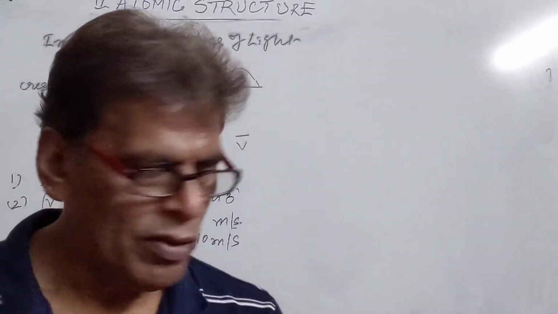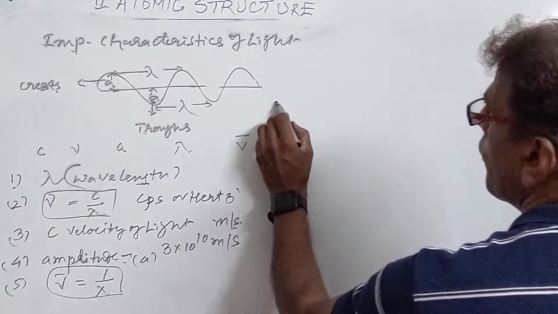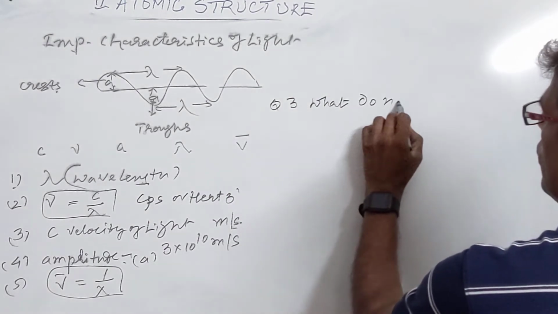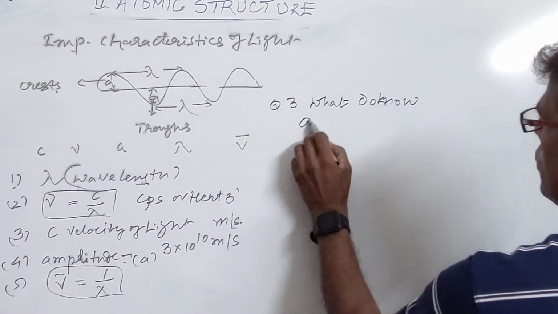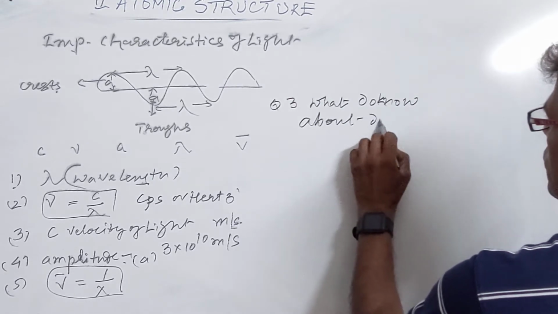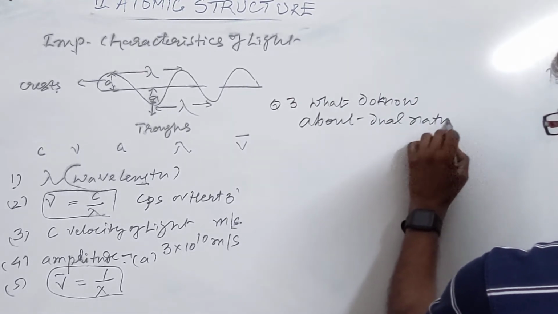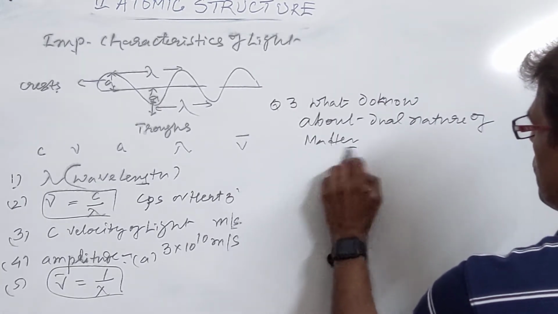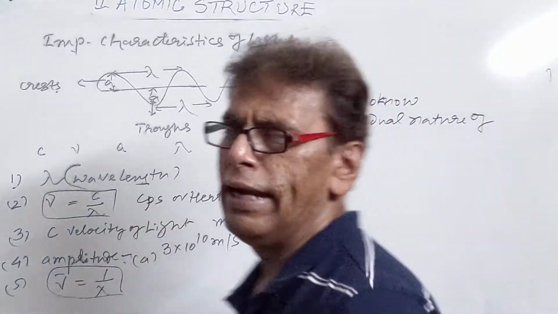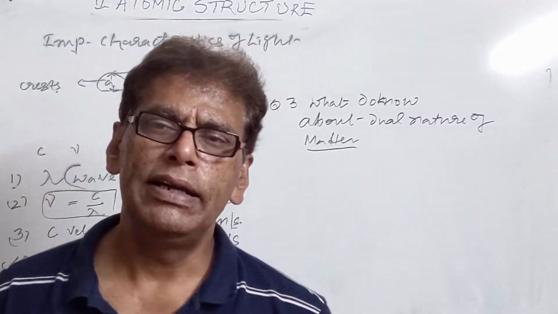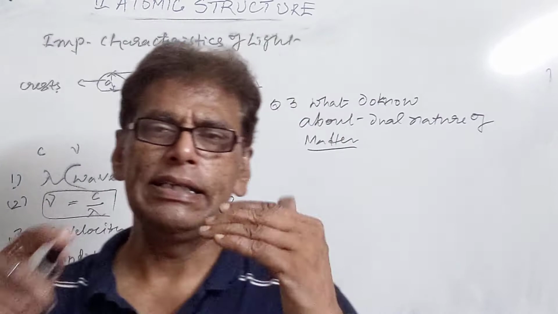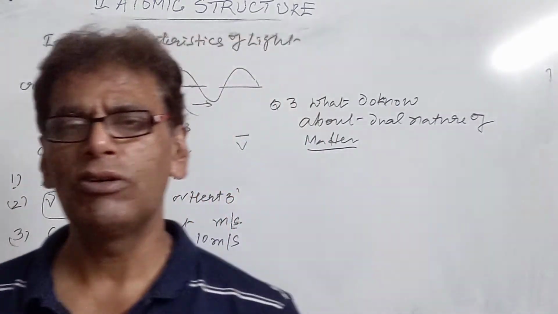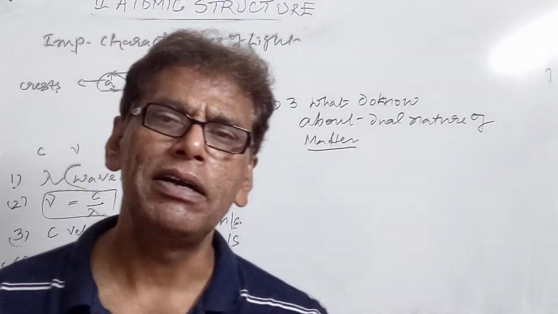Then we have the dual nature of matter. What do you know about the dual nature of matter? So we know that any microscopic particle, when it is in motion, has two characteristics. It is a particle and it travels in the form of a wave. This is called the duality of that material particle.